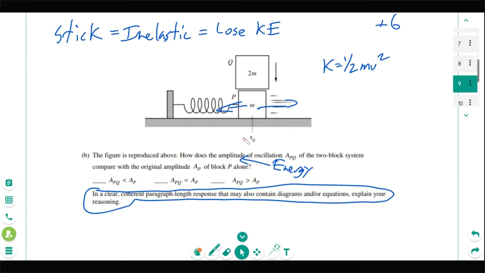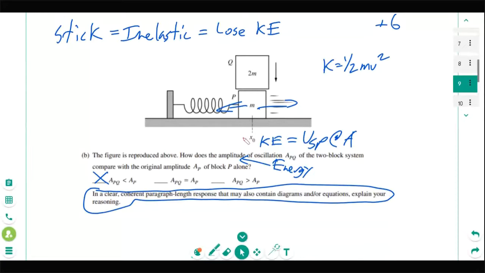And that kinetic energy at our equilibrium point must equal the potential energy in the spring at our amplitude. So if I have less kinetic energy to begin with, I have less amplitude going on in here. So we should end up with less overall. Let me try to type out that paragraph, and we will see where we go from here.